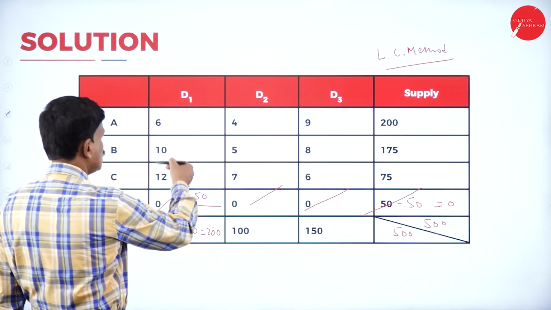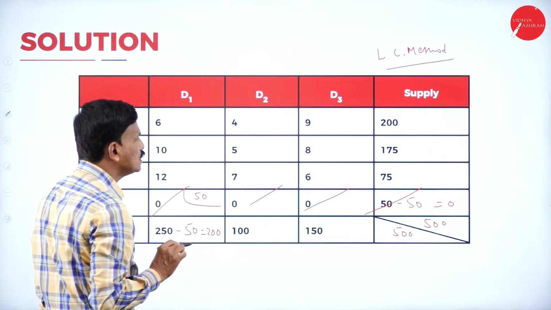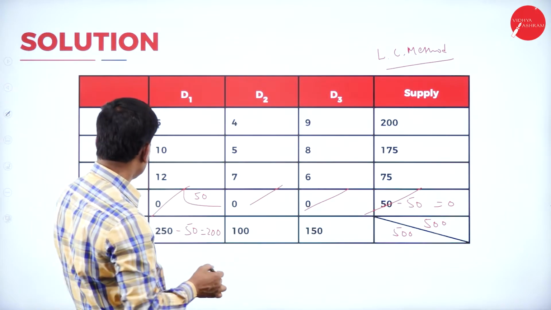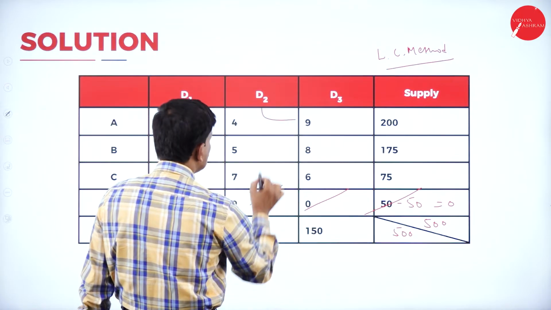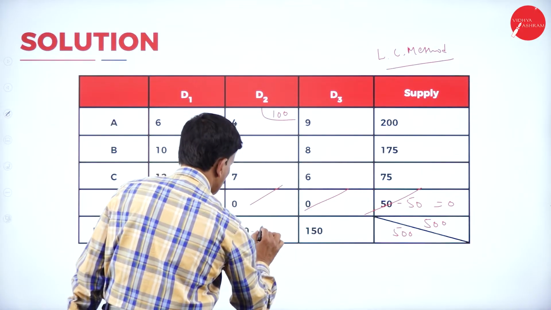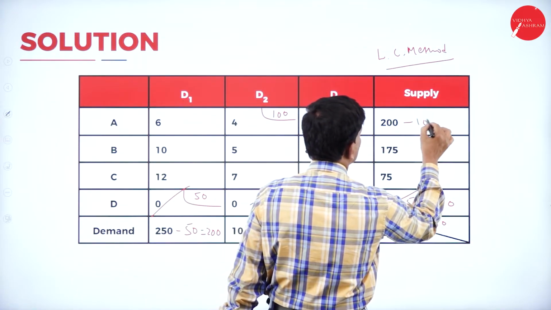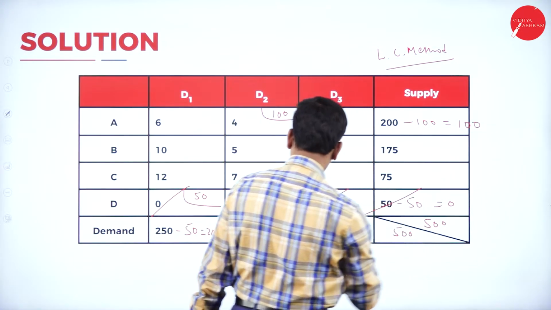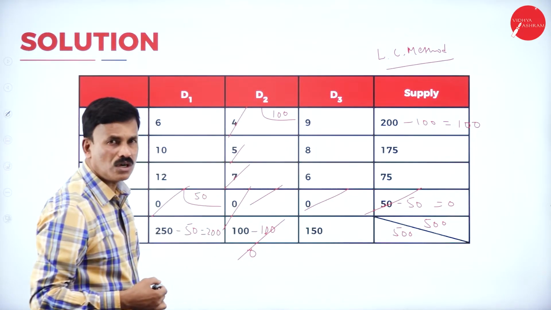Right. The next least element is 4. So, here 4 is the next least element. Then find out the supply and the demand. Demand is 100 and the supply is equal to 200. Which is the least value? 100 is the least value. You can allocate 100 here. 100 minus 100, 0. 200 minus 100 is equal to 100. Once this becomes 0 means we can cancel this entire column.